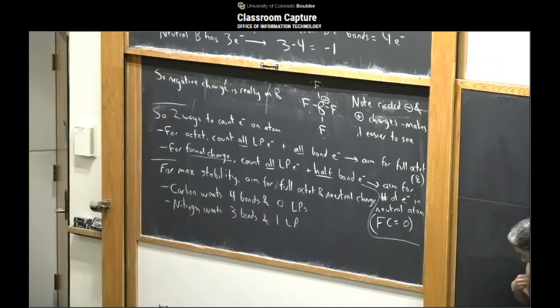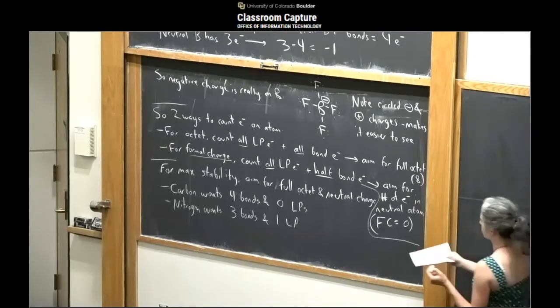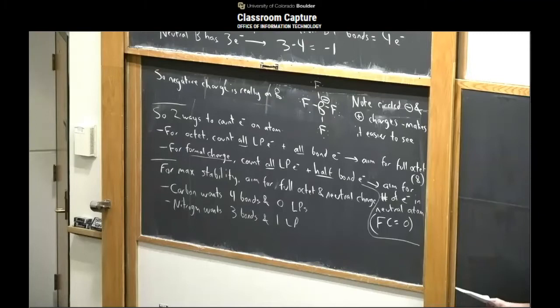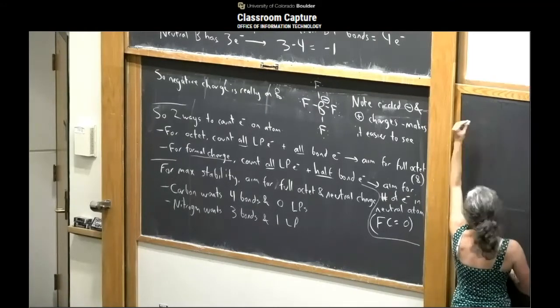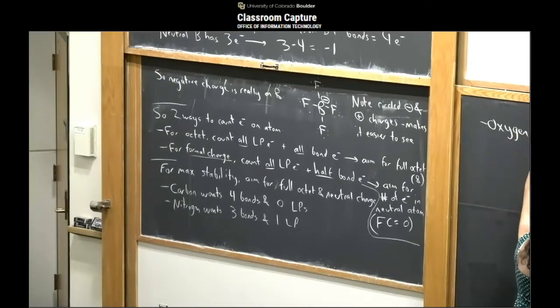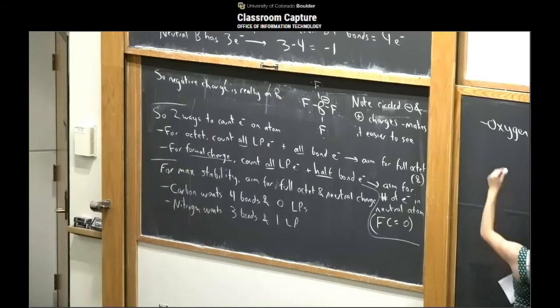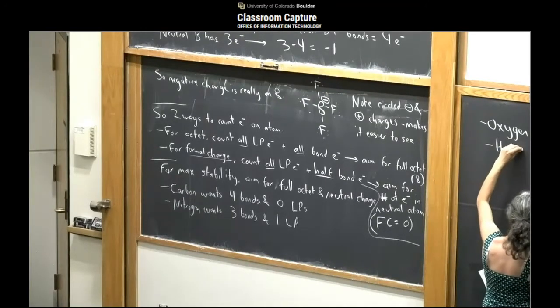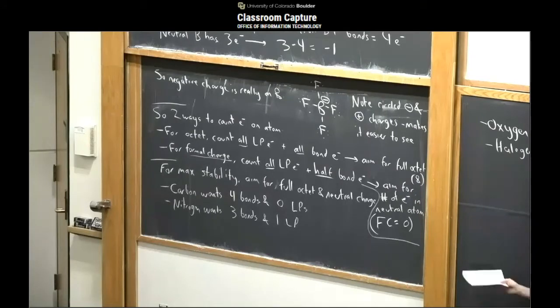Okay, so to get back into it, carbon wants 4 bonds and no lone pairs. Nitrogen wants 3 and 1. Oxygen, as we saw in the example of water, wants 2 bonds and 2 lone pairs. And halogens, which if you remember are fluorine, chlorine, bromine, iodine, they each want 1 bond and 3 lone pairs.